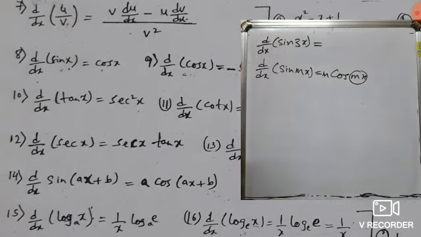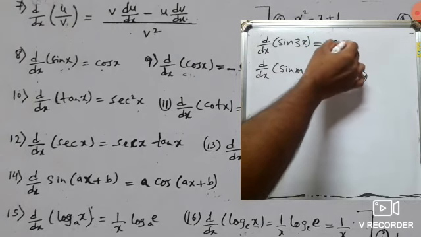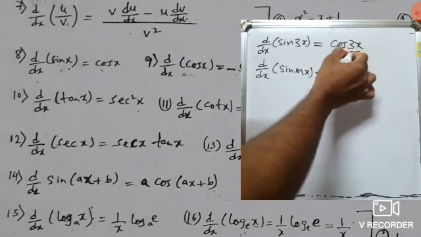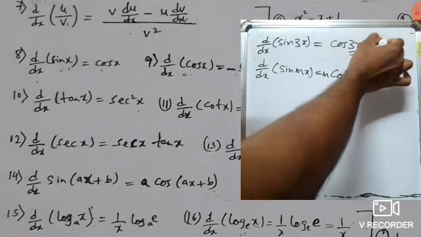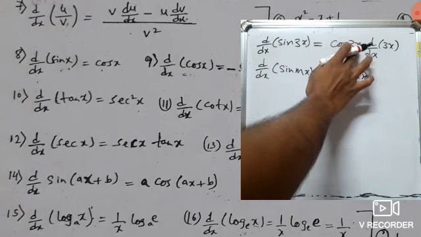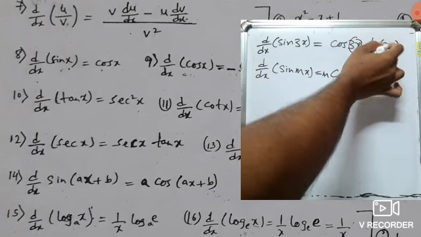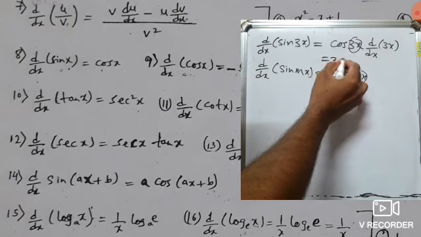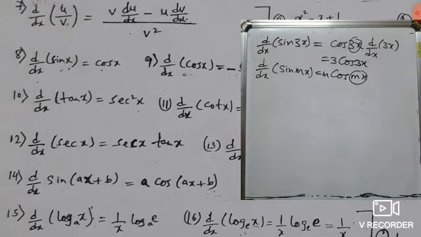So what will be the formula for this? d/dx of sin 3x, it will give you cos 3x. Again you have to differentiate this term, meaning d/dx of 3x. So cos 3x, and d/dx of this term will give you 3, just 3. So the answer will be, this 3 will come in front, 3 cos 3x. So this is the answer.